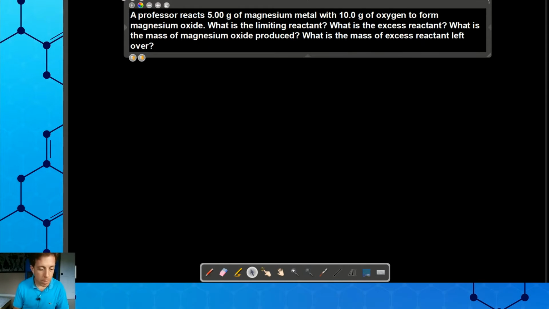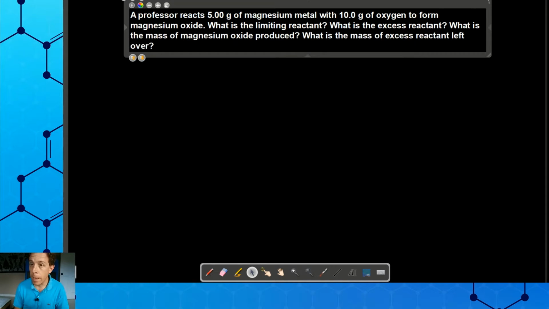Hello, in this video I would like to go over a simple limiting reactant problem like the one we saw in class today and walk again through the different steps. So here we have an example where we have a reaction of 5 grams of magnesium metal with 10 grams of oxygen to form magnesium oxide. What is the limiting reactant and what will be the excess reactant?